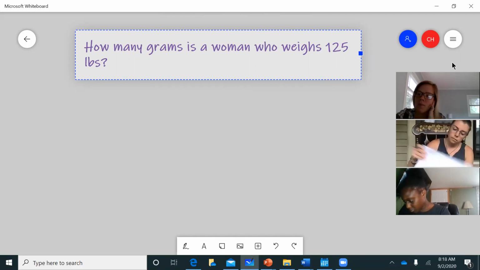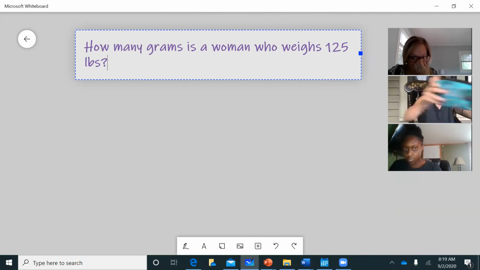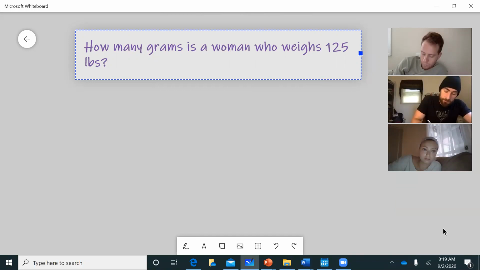So usually, I believe the textbook has a conversion factor sheet in the back of it. Your lab manual also has a conversion factor sheet. When in doubt, you can always Google conversion factors, okay? So grams to pounds or pounds to grams.